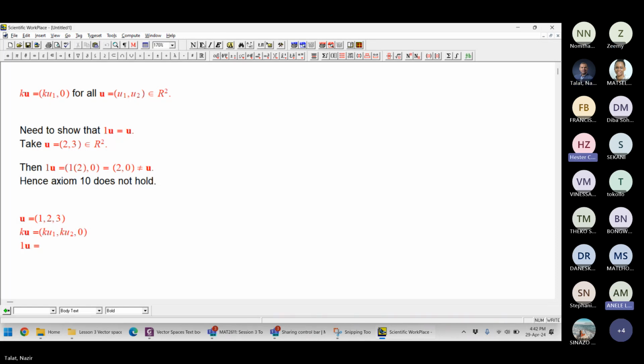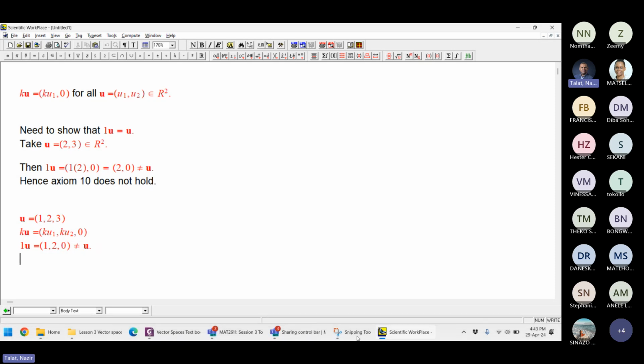It'll be equal to 1, 2, 0, because k is any scalar. If we take k equal to 1, it is equal to this. And will it be equal to u again or not? Not equal to u. Axiom number 10 will not hold, because u is fixed as 1, 2, 3, and under that formula 1 times u is equal to 1, 2, 0, which is not equal to u. So it means axiom number 10 fails in that case. Hence axiom number 10 does not hold.